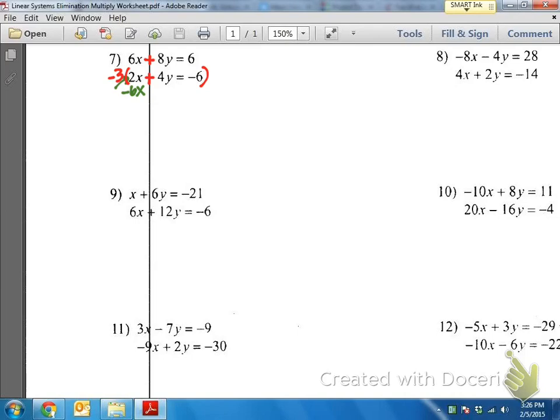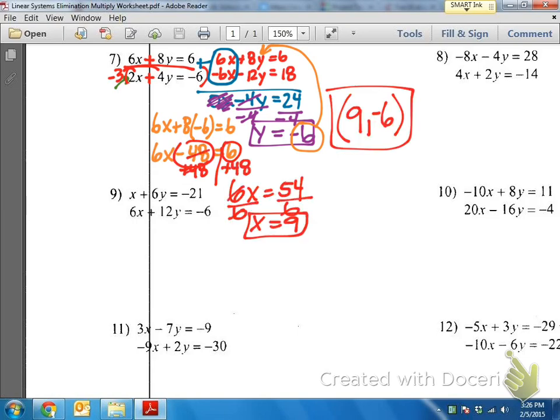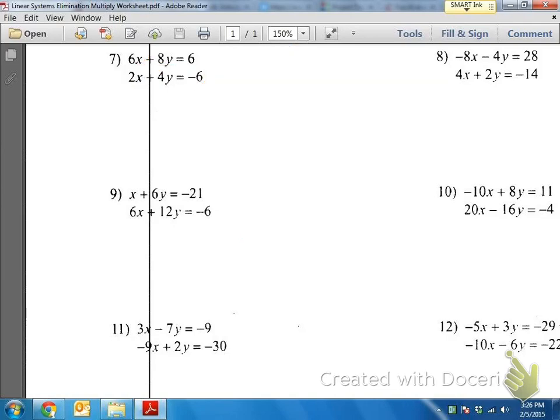In fact, let's go ahead. I'll show you that if we get rid of y first, we're going to get the same answer, 9 comma negative 6. So we'll see if we get that if we do it again. Here we go. If we chose to get rid of y, how do I get rid of the y? I have 8y on top, 4y on the bottom. Wouldn't it be perfect if I could change 4y to 8y?